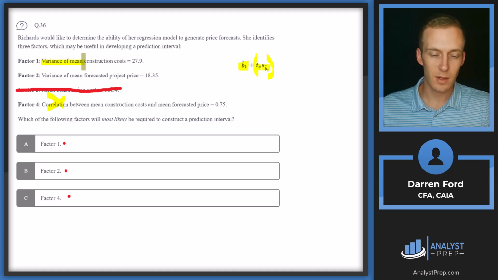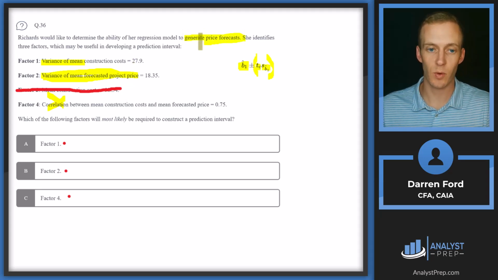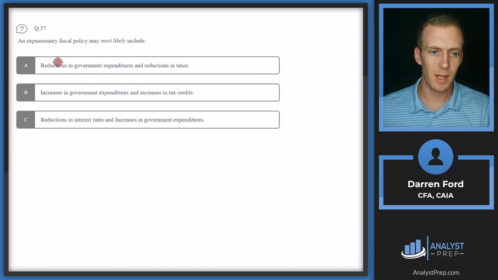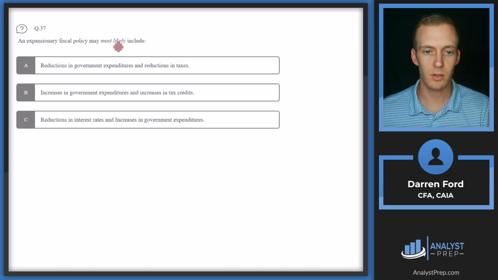So we've got variance of mean construction cost then, or variance of mean forecasted project price. So we're going to be using one of these to calculate the standard error. We're going to need to take the variance, convert it into standard deviation, and then we'll use that to calculate the standard error. So do we want to use construction costs or forecasted project price? We are generating price forecasts, but we're not taking the variance of our forecast. We're taking the variance of the construction costs. And so factor 1 will be our answer, and that's going to line up with answer A.